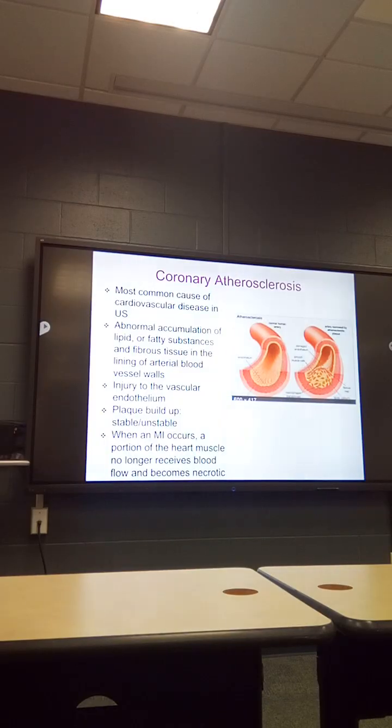Coronary arteriosclerosis. This is where the plaque is starting to build up in your heart vessels. This is the coronary system, which is going to the heart. It's not throughout the body, it's just the heart. We're looking at the blood flow to the heart on this. So cardiovascular disease is when plaque starts to build up in those vessels.